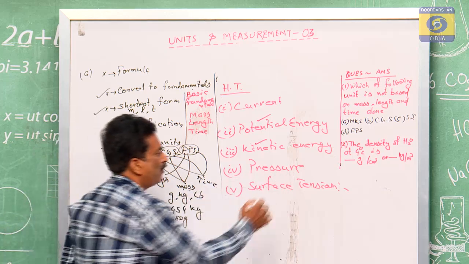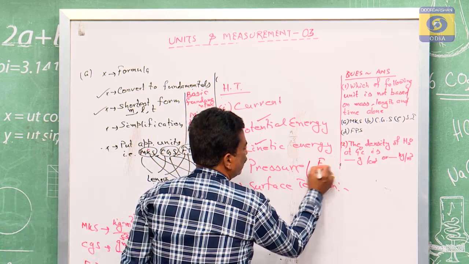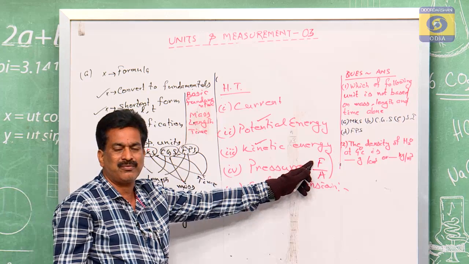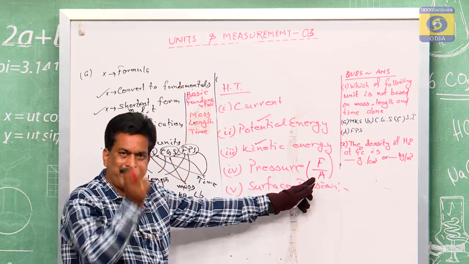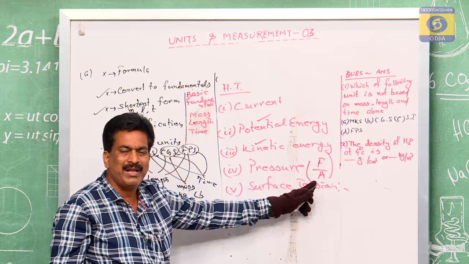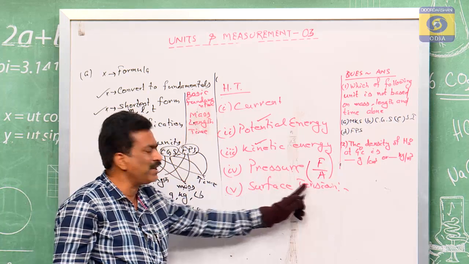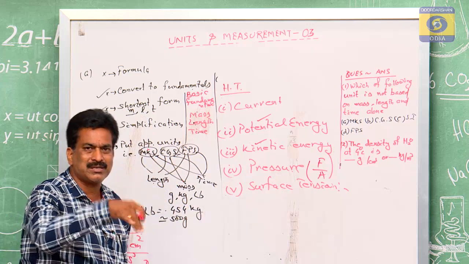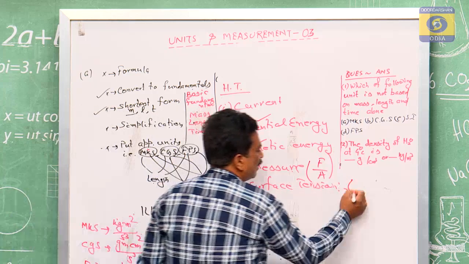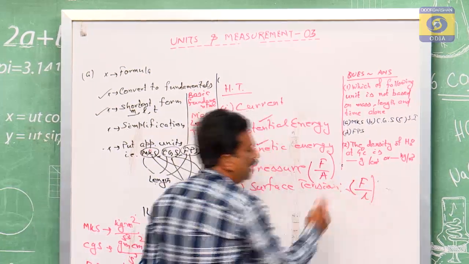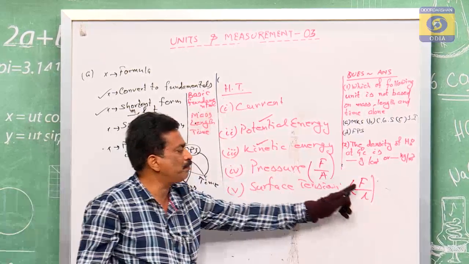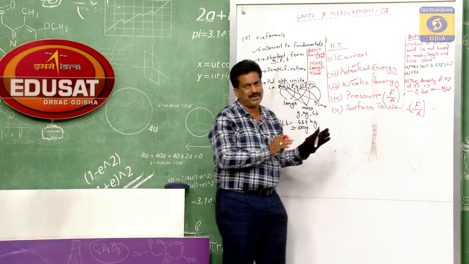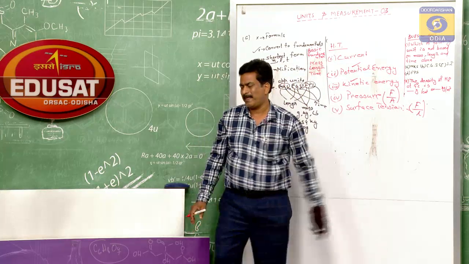Next one is pressure. What is the formula for pressure? P is equal to F by A, means force by area. For force we have already determined, and A means area, which we determined first. You have to divide, then that will give you the pressure. Next one is surface tension. Sir, what is surface tension? The tension on the surface, that is surface tension. And the surface tension formula is F by L, means force per length. For force you know, and length is fundamental, you know. So this is your task. Go through that one. Thank you.